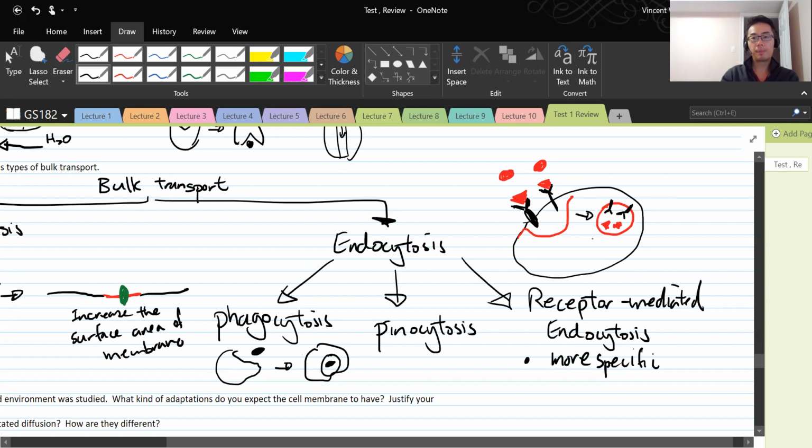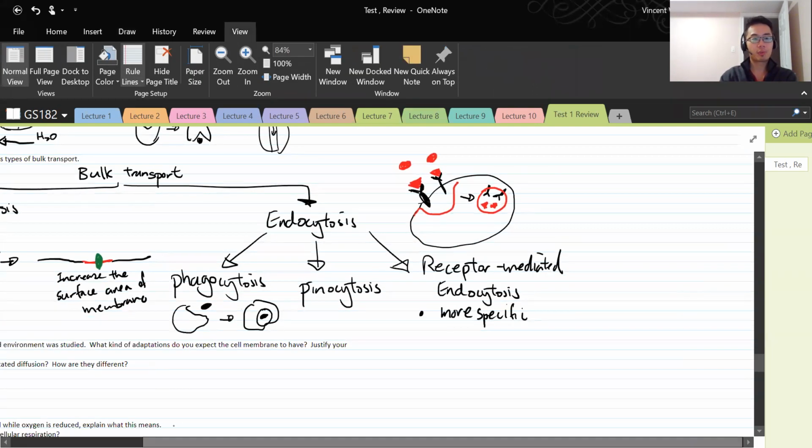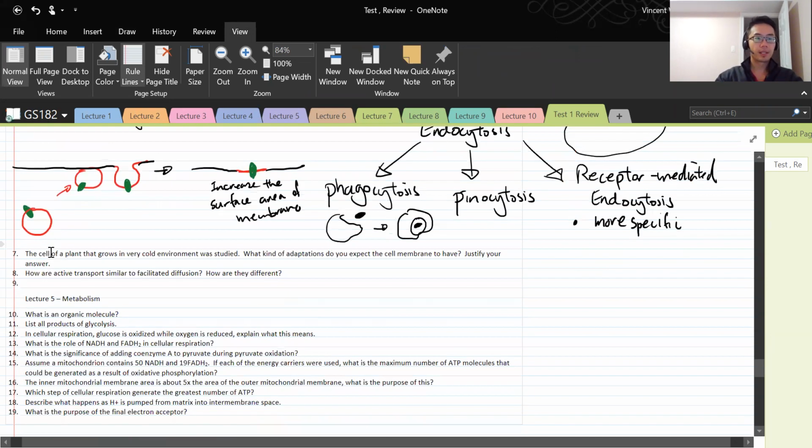Okay, so it requires a receptor, and it's going to be more specific because whatever you're taking in, whatever triggered this event, must fit in the receptor. Okay, so those are the types of bulk transport. Of course, bulk transport requires ATP. It's a type of active transport. All right, that is that.